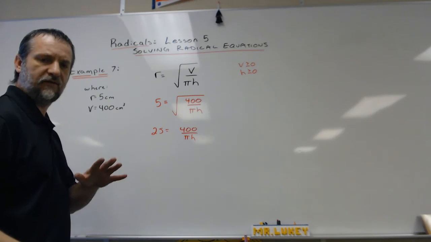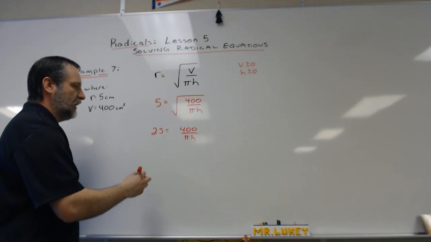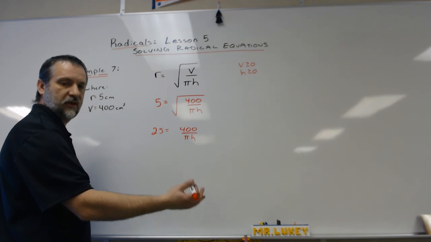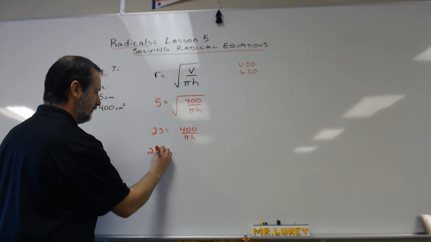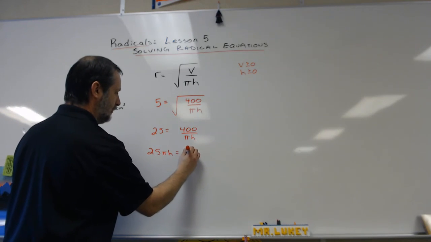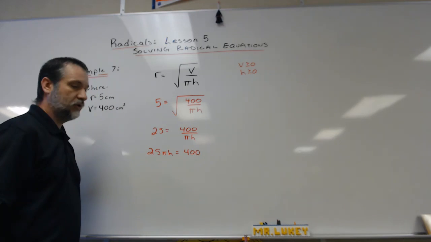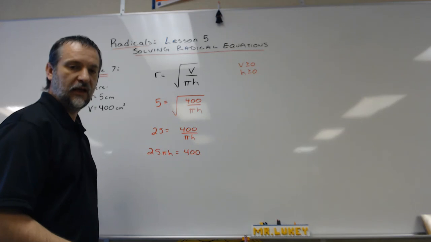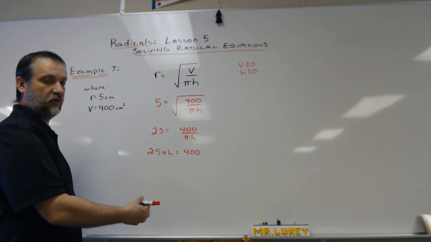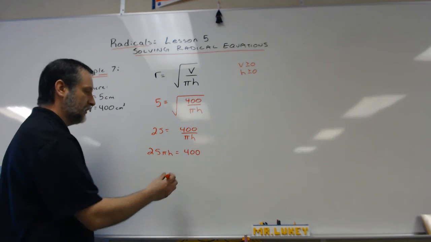To get rid of the denominator, multiply both sides by pi h. So we end up with 25 pi height equals 400. Now we want to solve for height. We can do this by dividing out 25 pi from both sides.